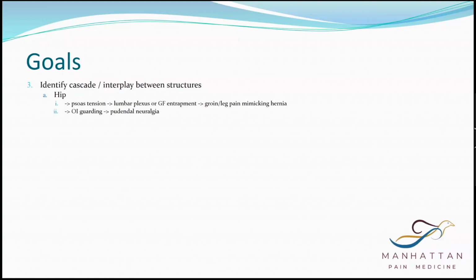So we have to try and make sense of all these. Obturator internus guarding, pudendal neuralgia, piriformis guarding, sciatica, ilium rotation, sacrospinous ligament tightening, pudendal neuralgia, adductor longus insertion strain of the pubic symphysis, genital pain. That's all just from the hip. And there's more. This is not exhaustive.